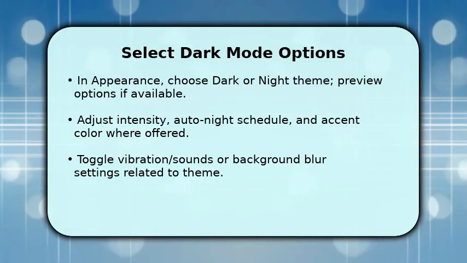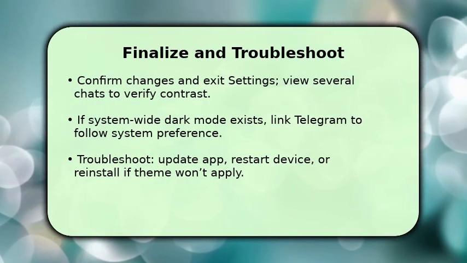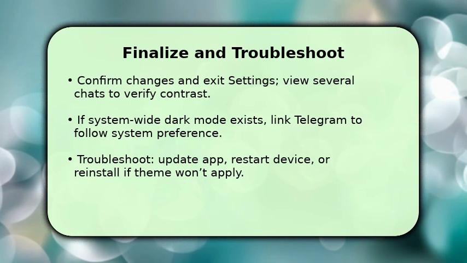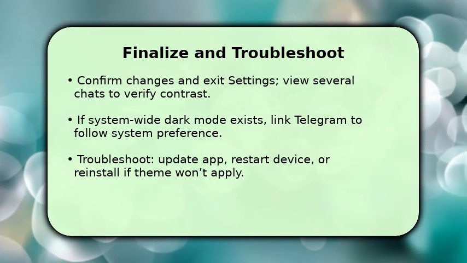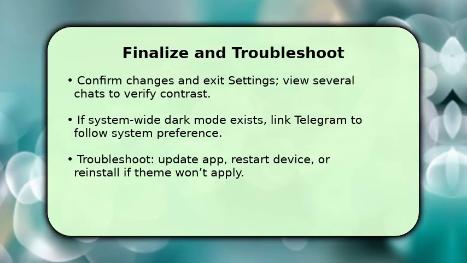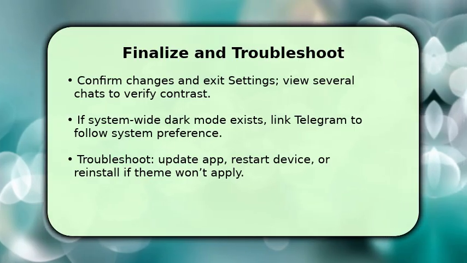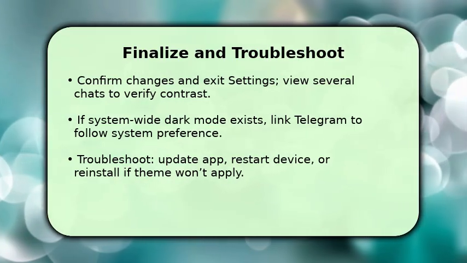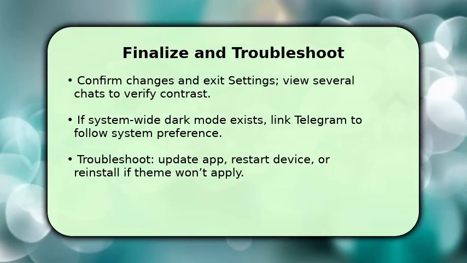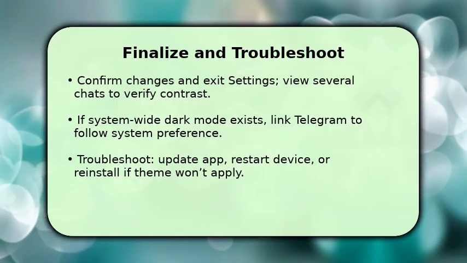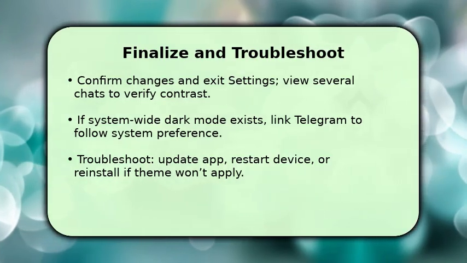your preference. To finish, confirm your theme choices and exit settings, then open a few chats to ensure text and icons remain legible across different message types. If you prefer consistency, enable Telegram to follow your device's system-wide dark mode so it switches automatically. Otherwise, keep the manual selection.